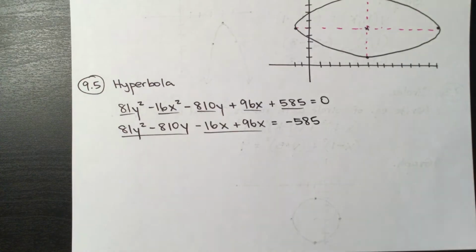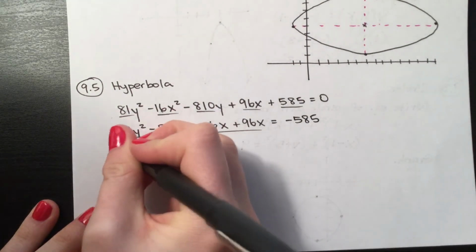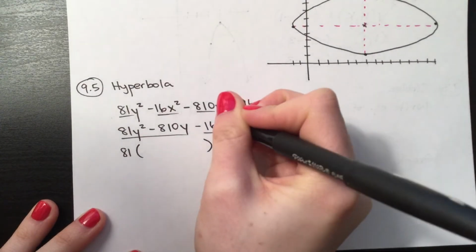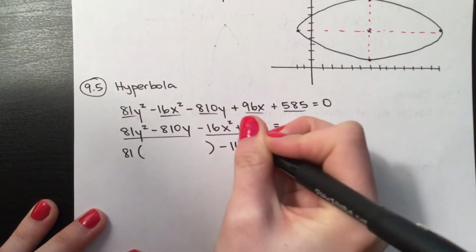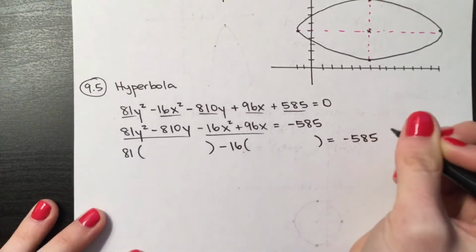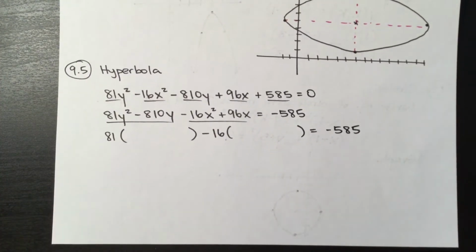Next thing we're going to do is if there is some sort of term in front of the x squared or in front of the y squared, we're going to factor that term out. With the y's, I have an 81. With the x's, I have a -16. So you're going to start by factoring that term out of both of those other terms. For these, I'm going to factor out an 81, and then leave the leftovers in parentheses. Here I'm going to factor out, whoops, that should be squared, a -16, leave the leftovers in parentheses, and then that -585 is just going to hang out on the other side of the equation.